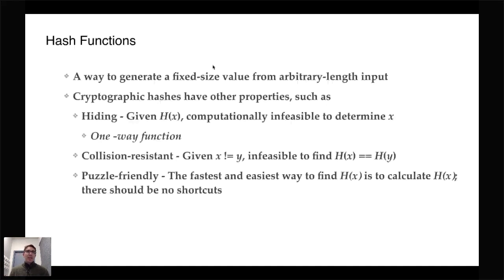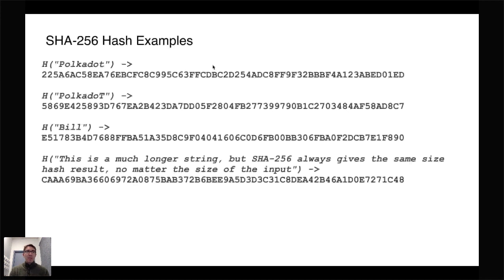And all a hash function does is, given some arbitrary length string, any input of numbers or characters or whatever data, come up with some fixed size value. So I have some examples here in the next slide using SHA-256, which is a very common hashing algorithm. These numbers are all in hexadecimal, in case you're unfamiliar with that. So we can see the SHA-256 hash of Polkadot, for example, is 225A6... You'll notice all of these have the same length number for each of them.